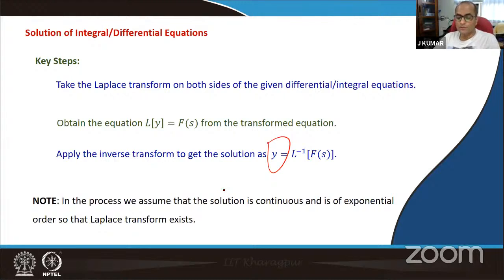In the process, we assume that the solution is continuous and of exponential order so that the Laplace transform exists. So in all the problems we have discussed or will be discussing here, we assume that the Laplace transform of the solution exists.